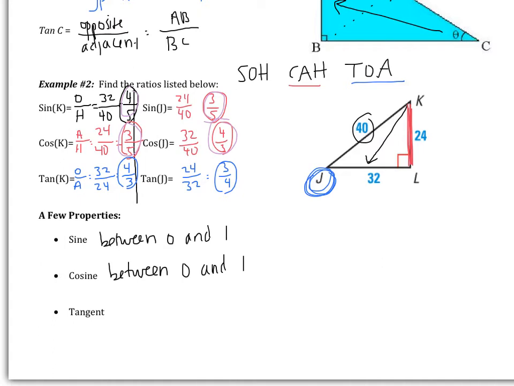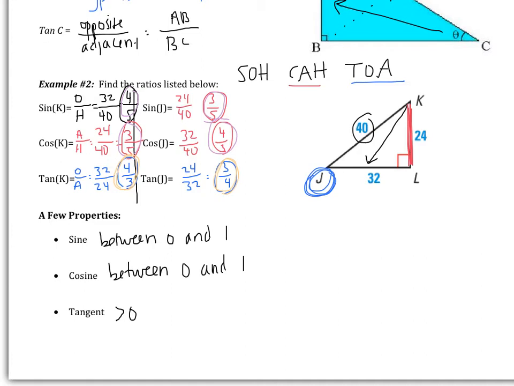Tangent is the only outsider. Tangent is greater than 1. That's all we can say. Tangent can be a fraction between 0 and 1, or it can be greater than 1. In one case, we have 4/3. That's bigger than 1. In the other case, 3/4. Greater than 0, but less than 1. So this is a way to check your answer. If you get a sine or a cosine ratio that's greater than 1, you did something wrong.